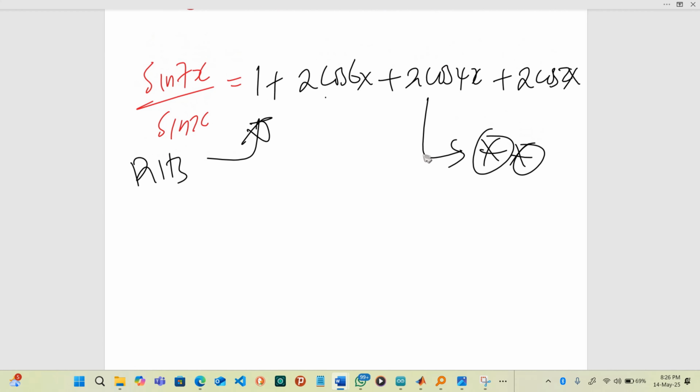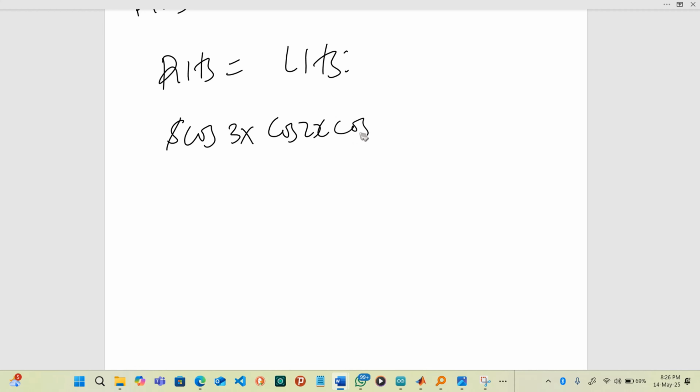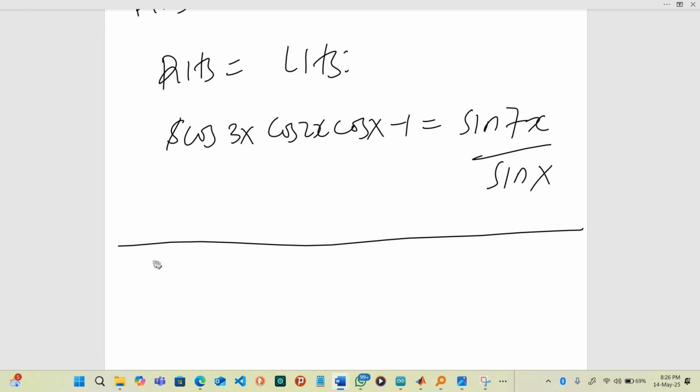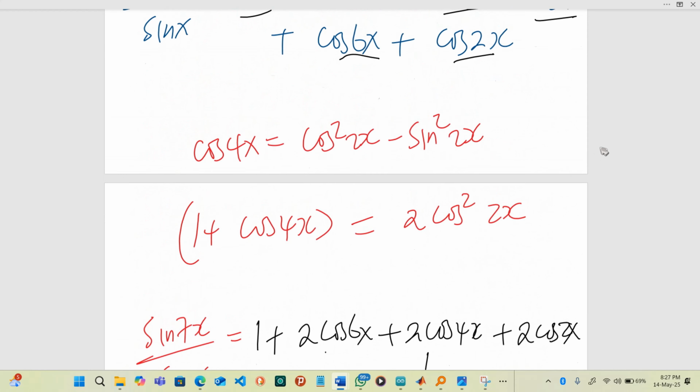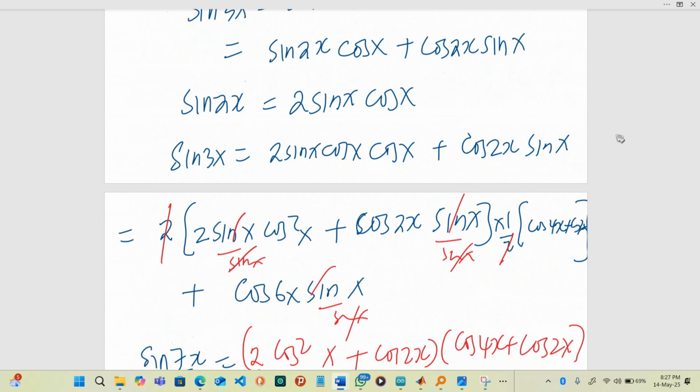Yes. Therefore, we have seen that the right hand side is equal to the left hand side, and therefore 8 cos 3x cos 2x cos x minus 1 is equal to sine 7x divided by sine x. So this is our proof, and this marks the end of this calculation.